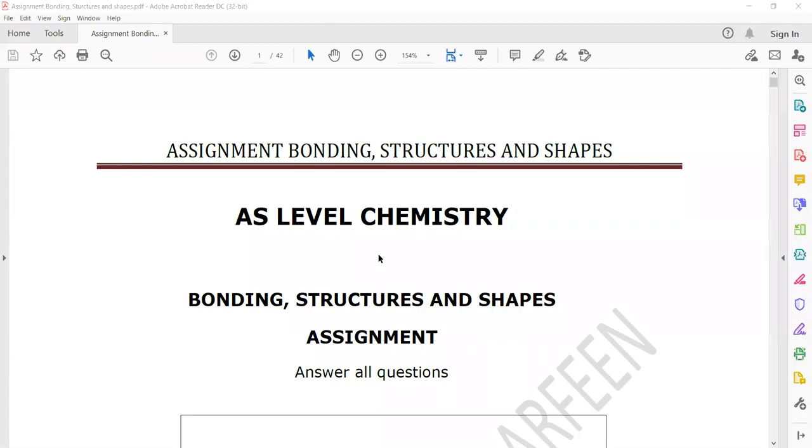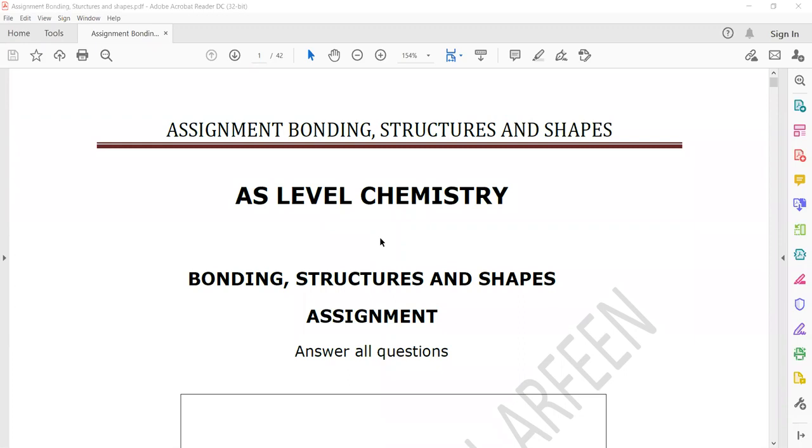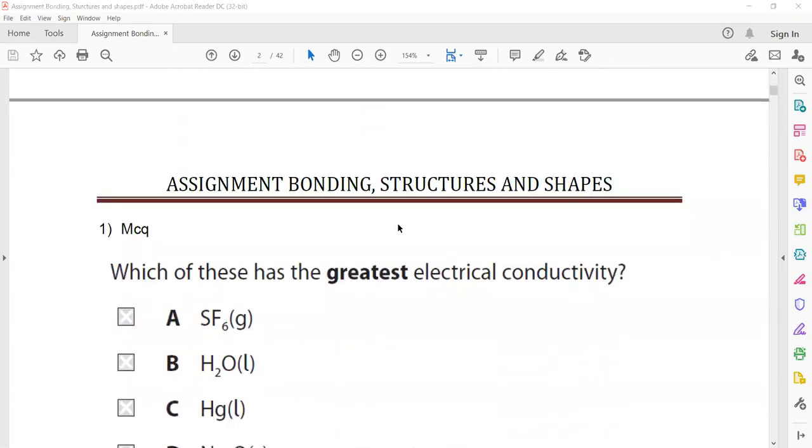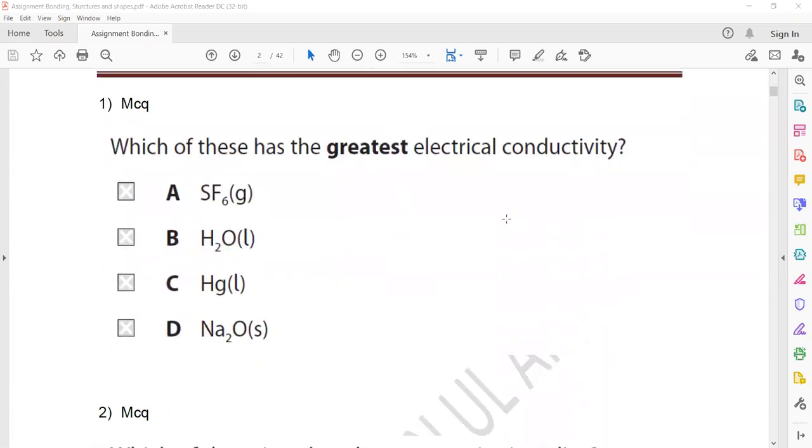So this is an assignment related to the topic bonding, structures and shapes of molecules. The first question: which of these has the greatest electrical conductivity? When you check this, the electrical conductivity depends on the type of bonding.